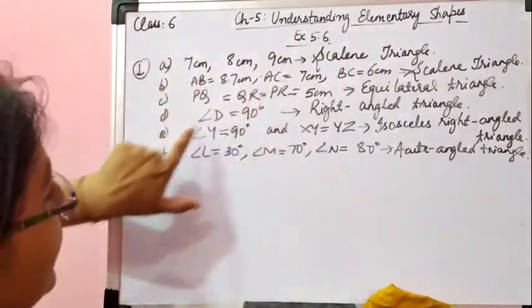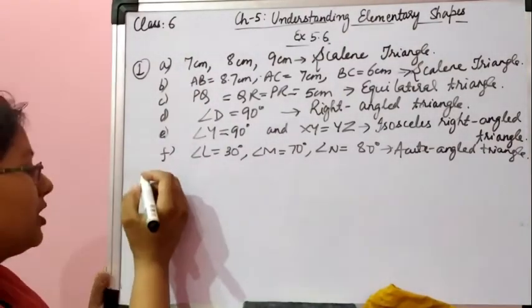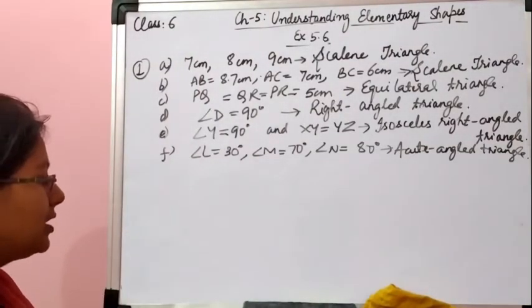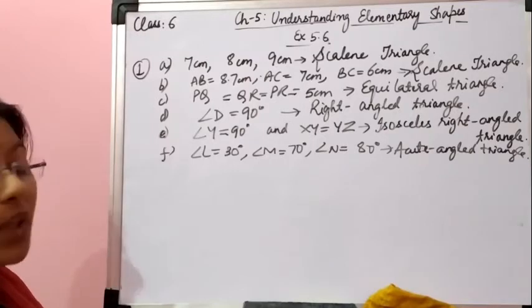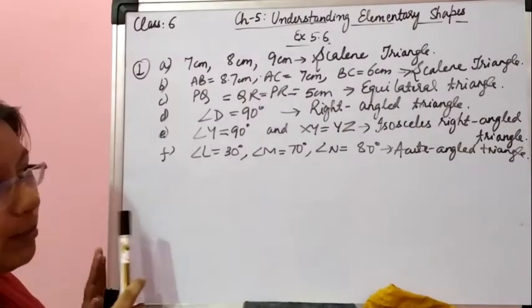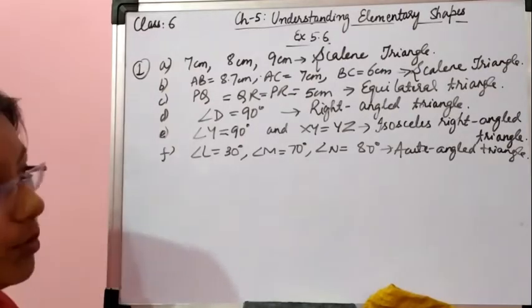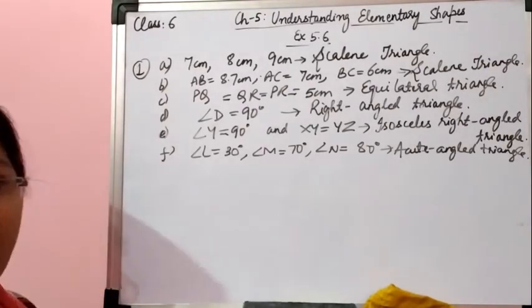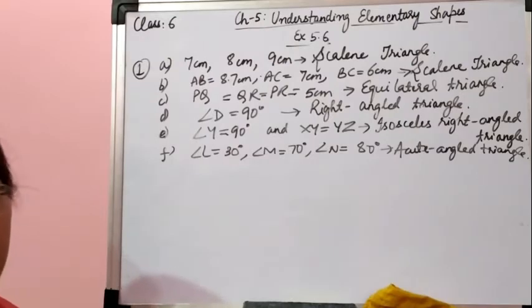I hope you all have understood question number 1, because in this we only have to classify triangles on the basis of sides and angles. Now coming to question number 2, that is match the following. This question I will give you as an assignment. Right now I am not doing it here on the board because the question is very simple. You have to match the 6 types of triangle which we have studied now, and data is given to us so that you can do it very easily.